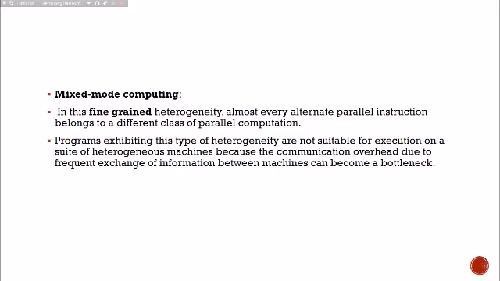And now we'll look at mixed mode computing. In metacomputing we are coarse grained; here we have fine grained heterogeneity. So almost alternate parallel instructions belong to different classes of parallel computation. This type of heterogeneity is not suitable for execution on a suite of heterogeneous machines, because the communication overhead due to frequent exchange of information between machines can become a bottleneck. If too many machines try to send a message, then too much data will be on the data path, so it will be a bottleneck situation.